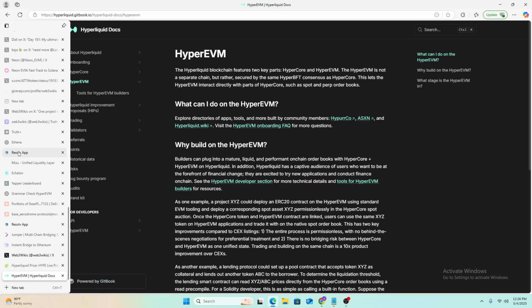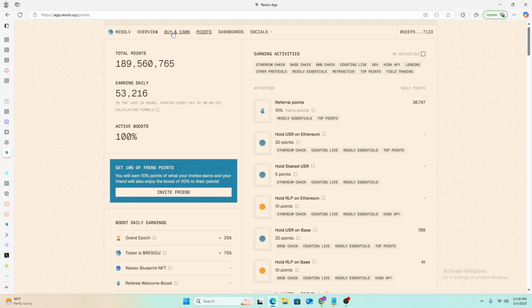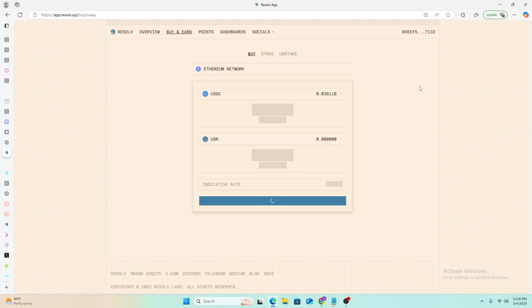This video will involve Resolve app. So Resolve app is a platform that offers a synthetic stable coin, its own stable coin called USR. Okay, so basically all you need to get started with this strategy is USR, the native stable coin of Resolve, meaning that you are basically making use of your stable coin.